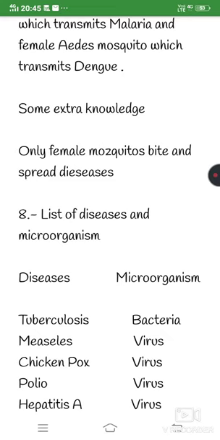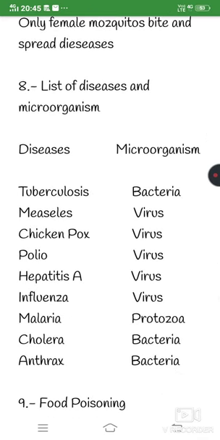So friends, let's move on to some microorganisms and the diseases they cause, okay? On the left side we have diseases and on the right side we have the microorganism which causes that disease. Tuberculosis or TB is spread by bacteria. Measles is caused by virus. Chickenpox is also caused by virus. Polio is also caused by virus. Hepatitis A and influenza are also caused by viruses, okay? Friends, normal cold is also spread by viruses, okay?